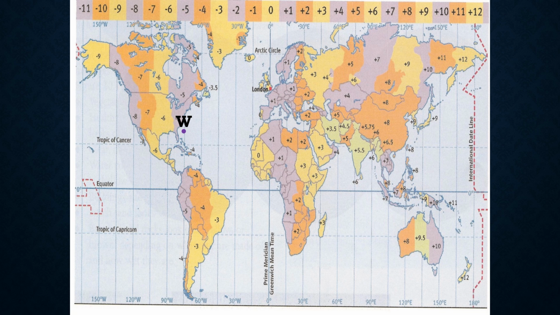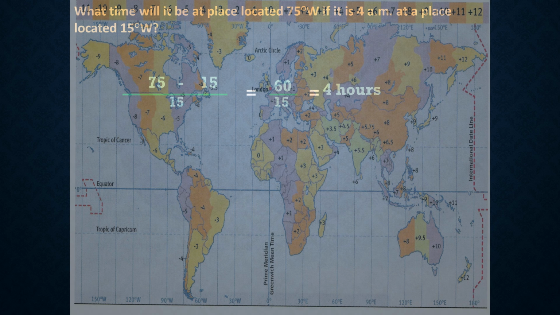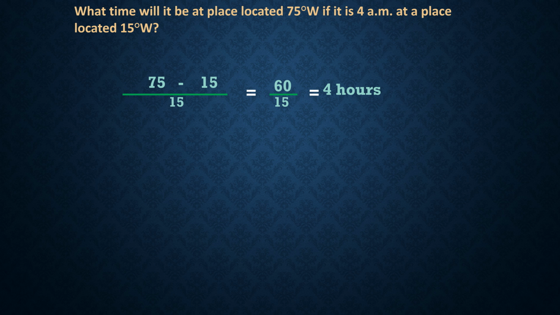We will subtract our 4 hours from the time that we have, which is 4 a.m. So we simply say 4 a.m. minus our 4 hours. Either way is the same thing. Therefore, our answer will be 12 a.m. And that is how we work out our answer.